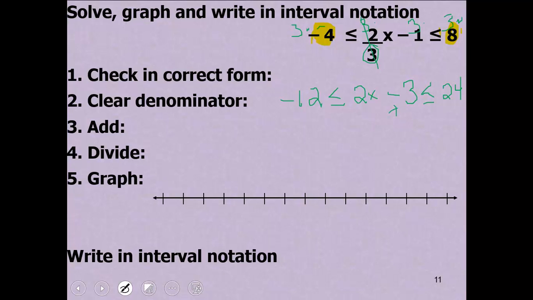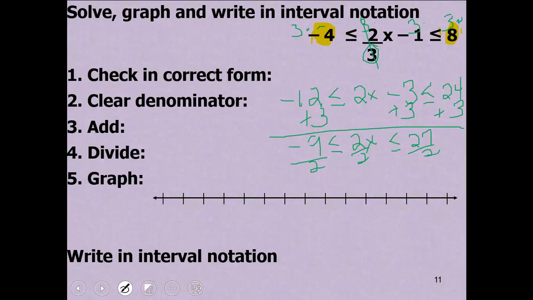Then I'm going to add 3. And I get -9 is less than or equal to 2x, less than or equal to 27. And I'm going to divide by 2, divide by 2, divide by 2. And I actually get -9/2 is less than or equal to x, which is less than or equal to 27/2.